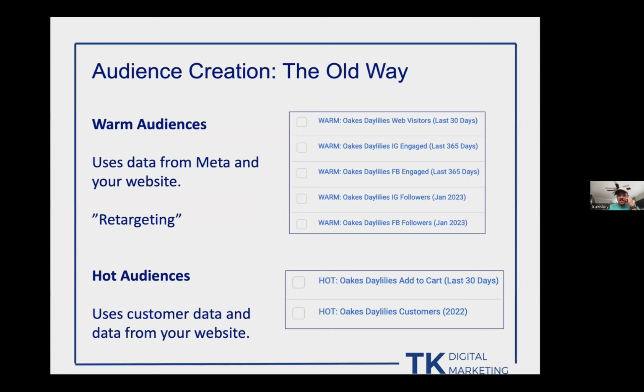Then the warm audiences, we're using data that Meta already has and data from our website. We call these retargeting ads because remember, the warm audiences is people who are familiar with your business but maybe have not purchased anything from you before. So you can see here we set up these segments. People that visited Oaks Daylilies website within the last 30 days.